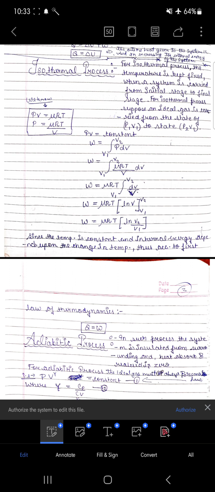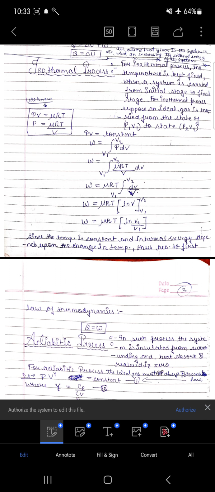So now we talk about the isothermal process and the work done in this. Isothermal process corresponds to the process which is carried out at constant temperature. Here it is written also, for an isothermal process the temperature is kept fixed when a system is carried from the initial state to the final state, or one can say stage also.